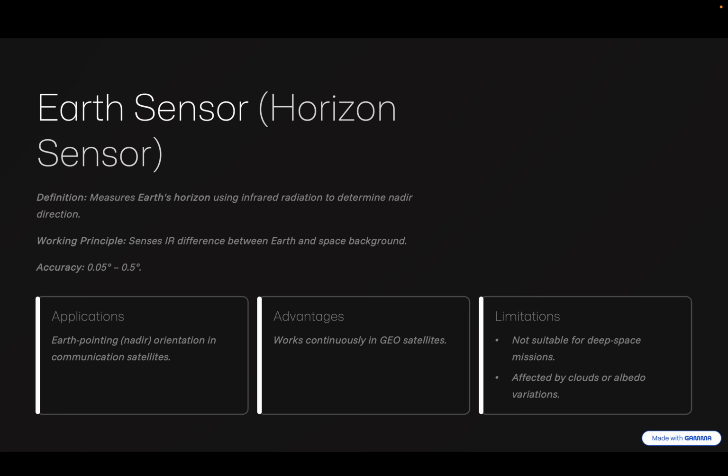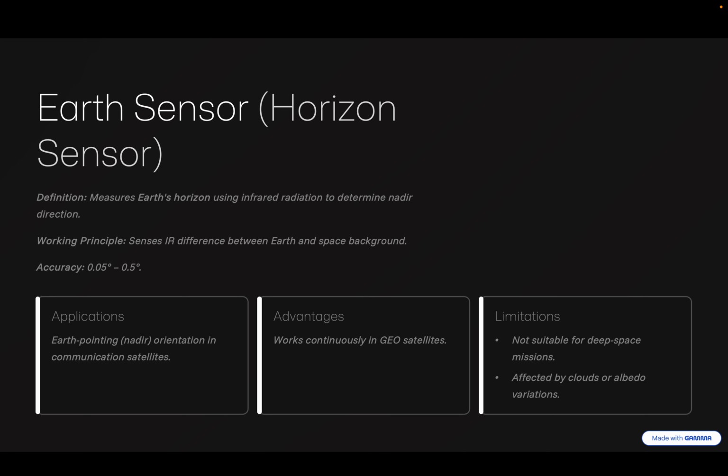Another important type of sensor we have is the horizon sensor, or earth sensor. Here, it measures the earth's horizon using infrared radiation to determine the nadir direction. Nadir direction means, so we have two directions. Suppose we see the satellite from the Earth's surface, we call it the zenith direction, and if from the satellite we observe the Earth, the direction we call the nadir. So we measure the Earth horizon using infrared radiation to determine the nadir direction.